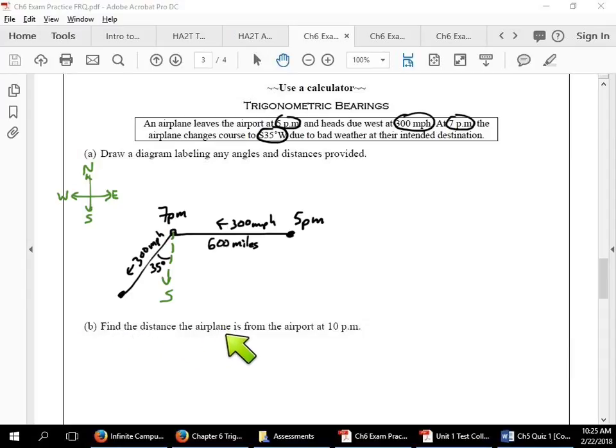Find the distance the airplane is from the airport at 10 p.m. So if I go back to my graph, I am looking for this. I'm looking for that distance. What is this distance? That's what I'm trying to find. So how can I find that distance?